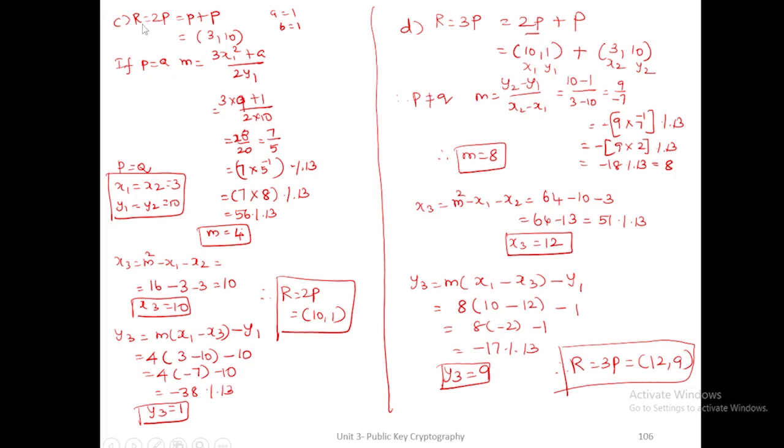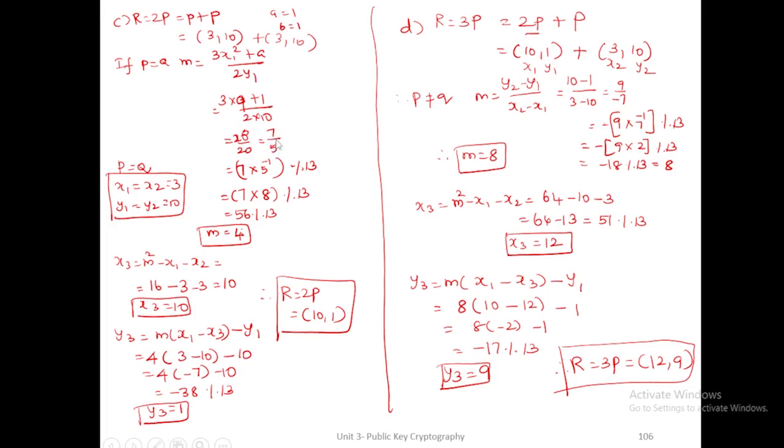Then if you want to find R = 2P, 2P can be rewritten as P plus P. So you should do the addition operation for two points. Here the two points are the same, that means (3,10) plus (3,10). Since these two points are the same, the slope formula is different: m is equal to (3x1 squared plus a) by 2y1. Here x1 is 3, and a is 1, as given in E13(1,1). So you substitute those values and the answer is 28 by 20. 7 4s are 28, 5 4s are 20.